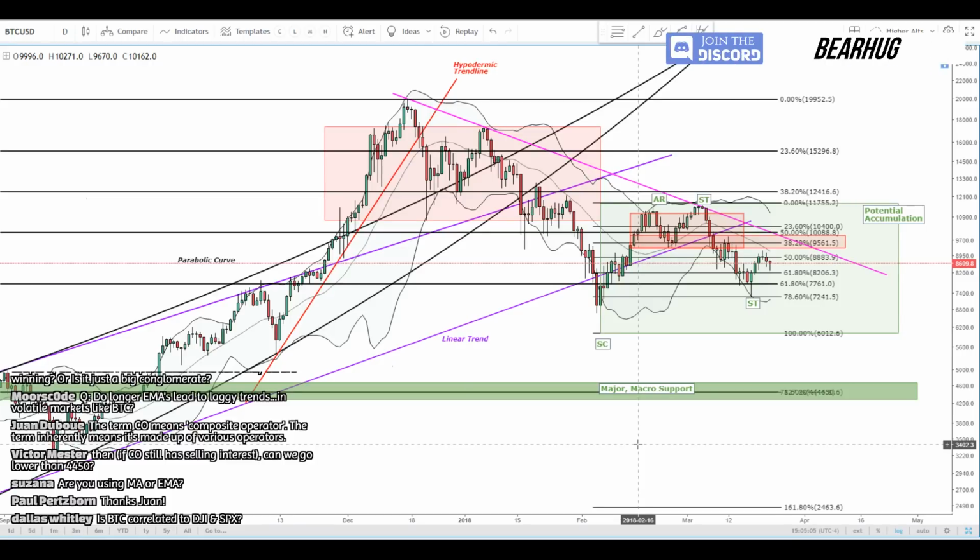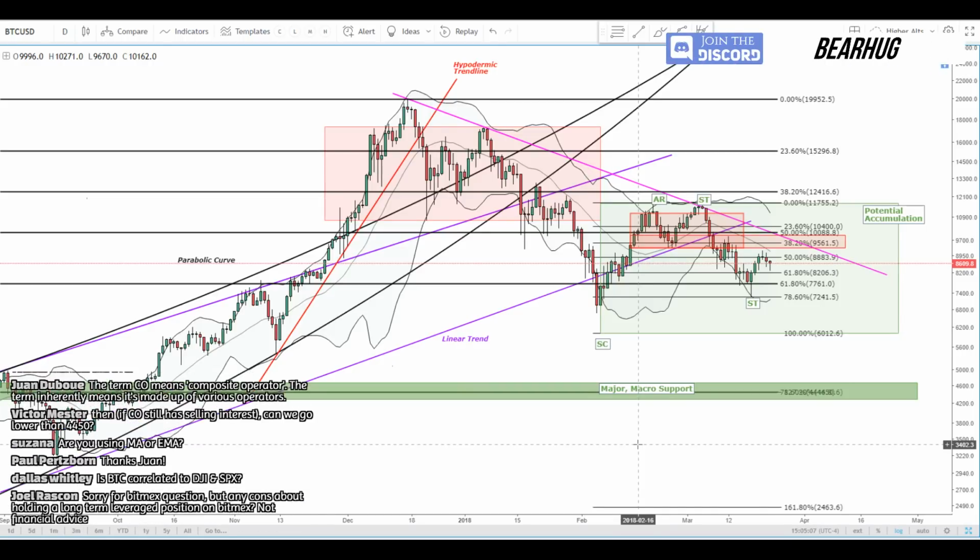Then if the CO is interested in selling, we can go lower than 44.50. It depends. You don't know that. It's too early to say that. Are you using MA or EMA? EMA. I'm using EMA.